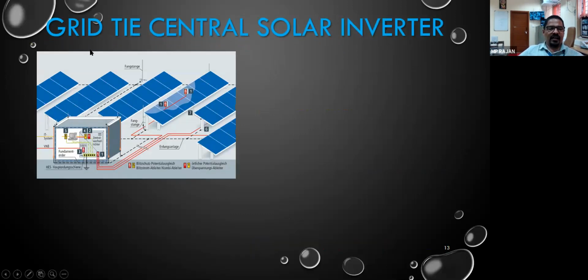You can see the picture. Each string's DC power supply is coming to a combiner unit. In this picture, the combiner box is here. These are the red lines. We can say it is DC power supply, rather than the AC string inverter, where all the wires carry AC power supply after conversion.